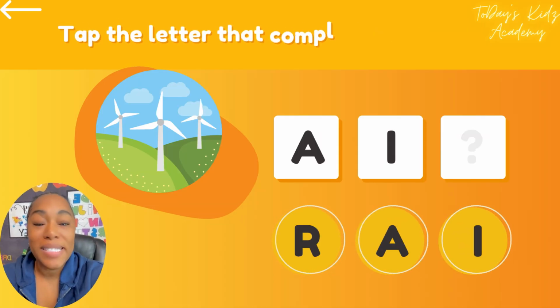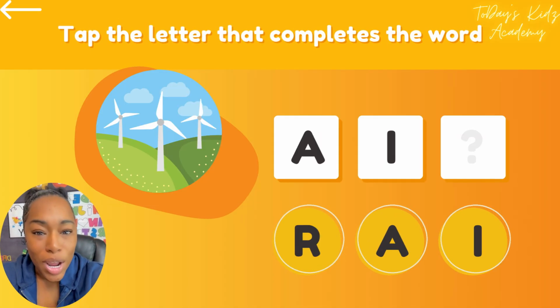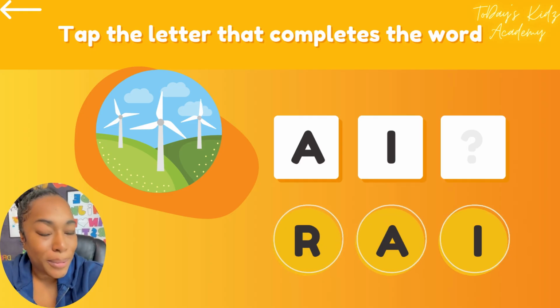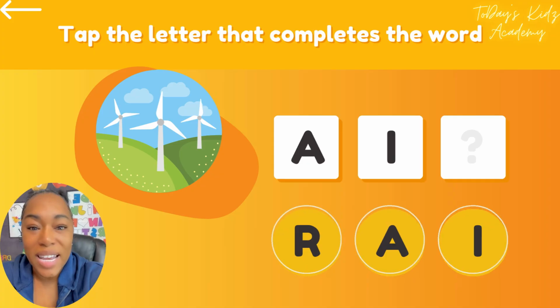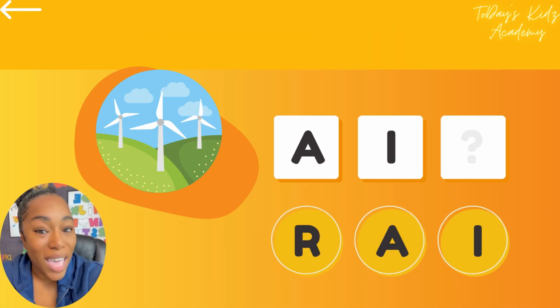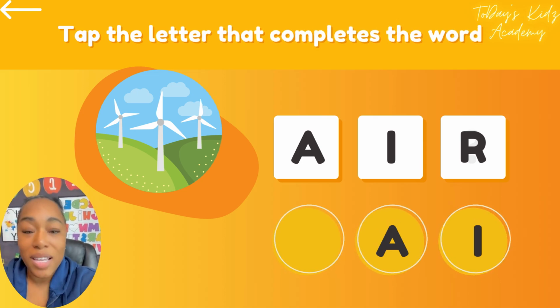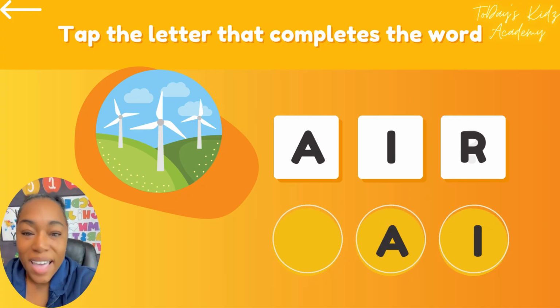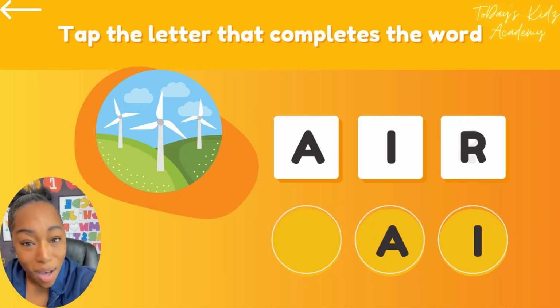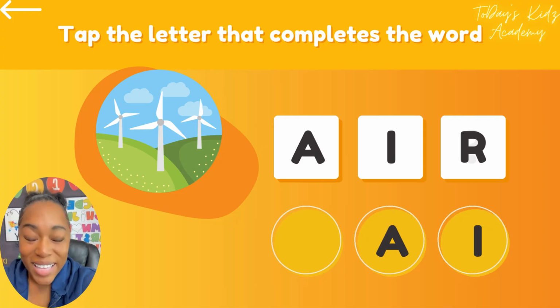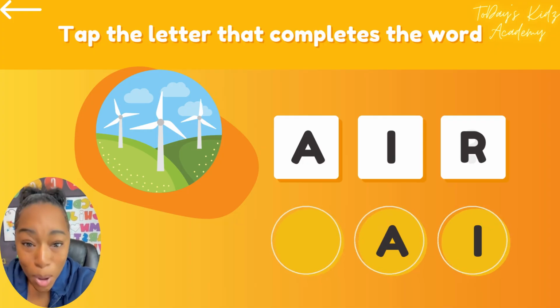Tap the missing letter in air. Air. What sound do you hear at the end of air? Let's see if you guess right. R is the missing letter in air. Air is spelled A-I-R. Air. Good job, guys. You guys are smart.